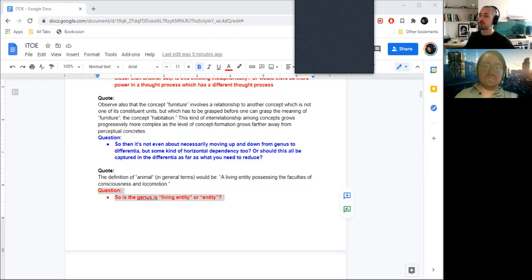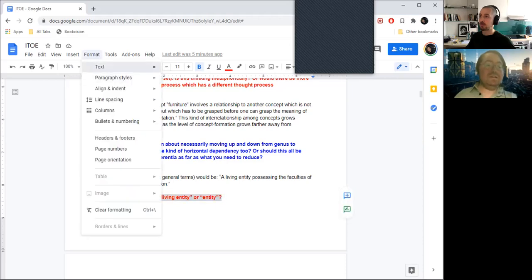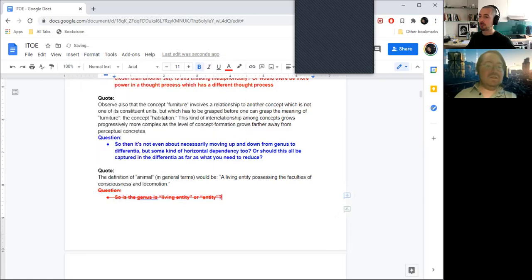Oh yeah, this one was: definition of animal, living entity possessing the faculties of consciousness and locomotion. Would you say the genus is living entity or entity? Well, living is an adjective, but we'll say living thing. I would say a living thing is just a type of entity. So entity would be the genus, because that's the wider concept.